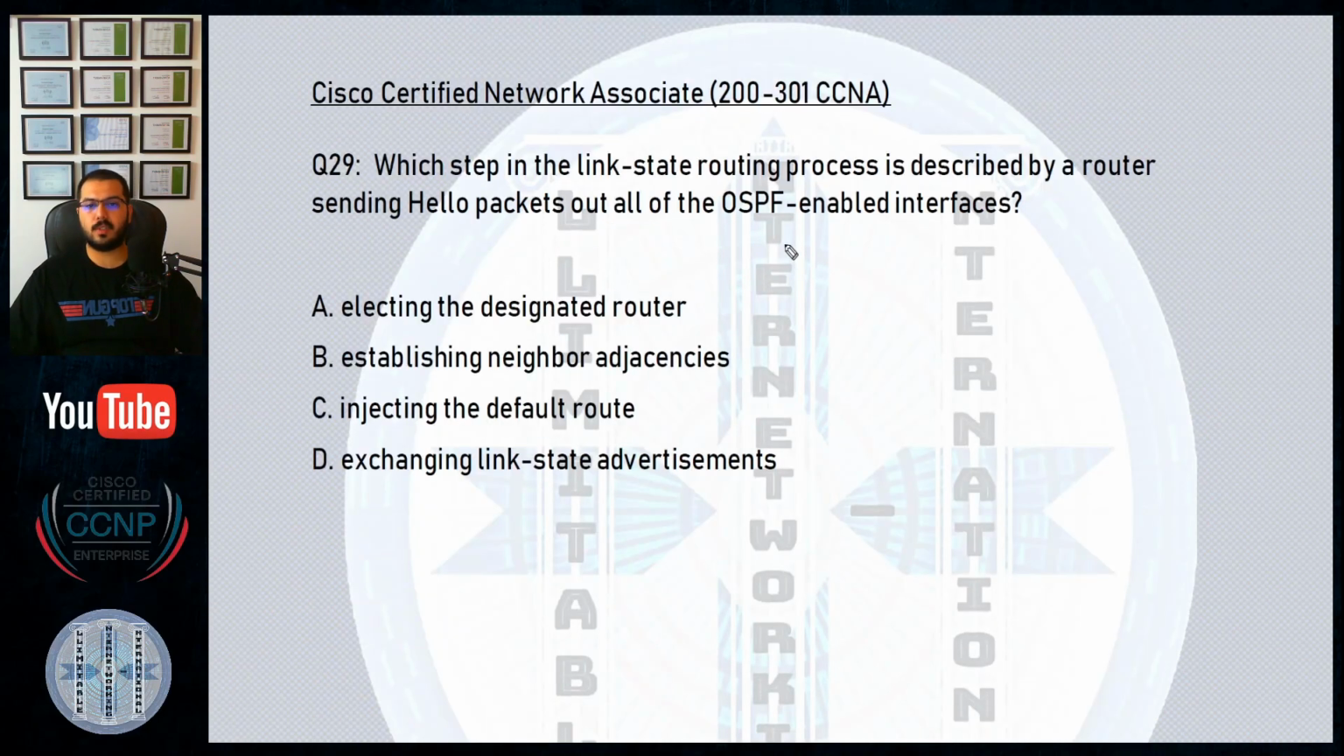29, which step in the link state routing process is described by a router sending a hello packet out of all OSPF enabled interfaces? Electing a designated router. No. Establishing neighbor adjacencies, yes. Injecting default route, no. Exchanging LSAs, no. Hello packets are for discovering neighbors, maintaining neighborship only.